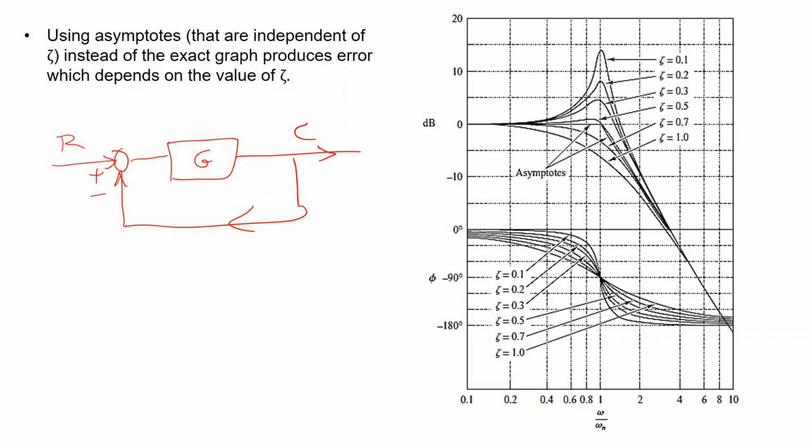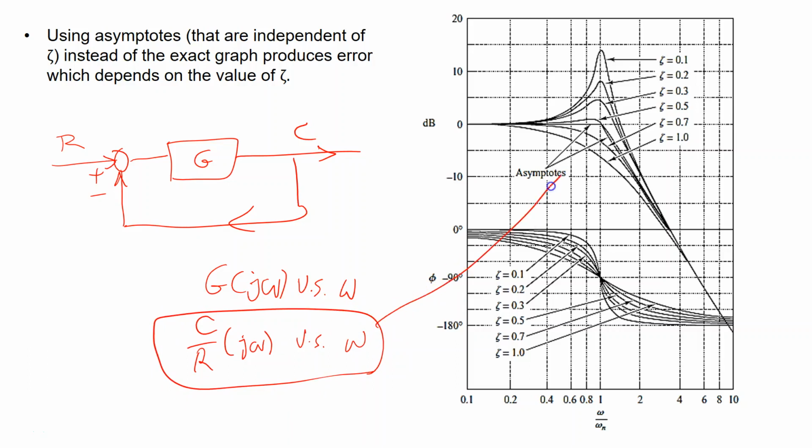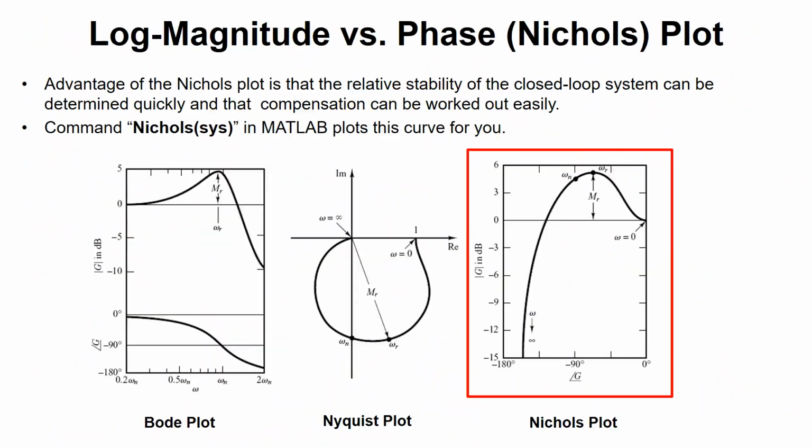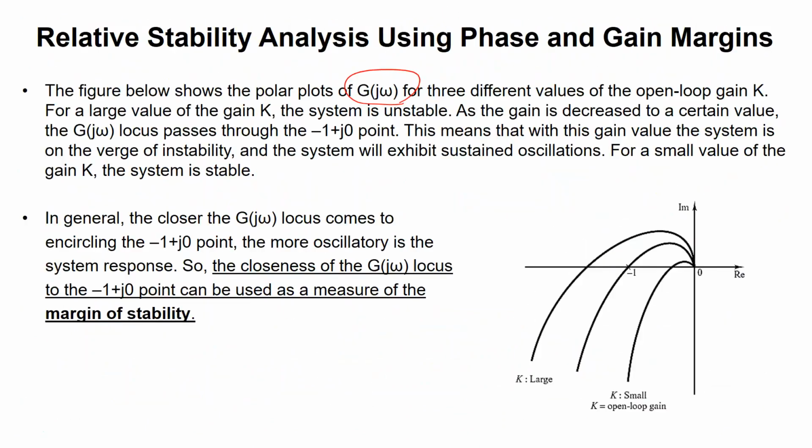This is the Bode plot for which one? Is that G of jω that I'm plotting here versus ω, or is that C over R of jω versus ω? The answer is it is the closed loop one. So whenever you want to see if there is a peak, if there is a resonance happening, at what frequency it is happening, and how much the peak value is, you have to look at the closed loop transfer function. So make sure that you know which one to use for what.